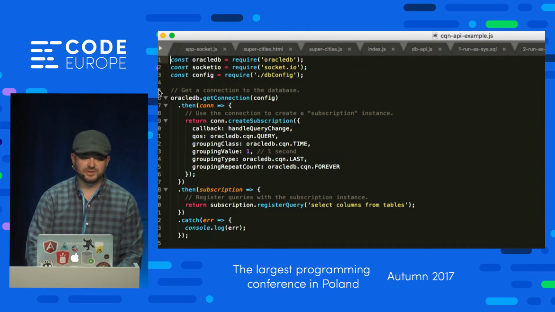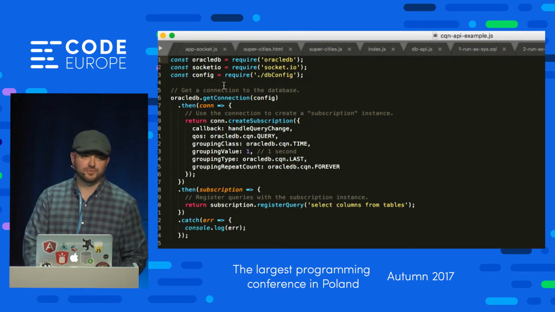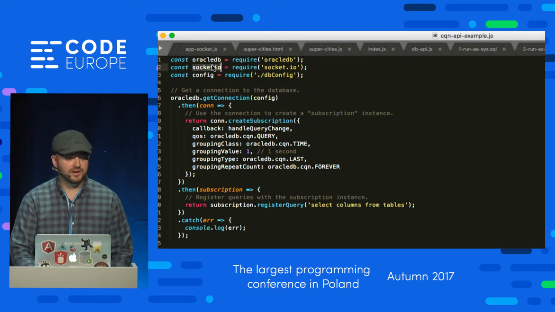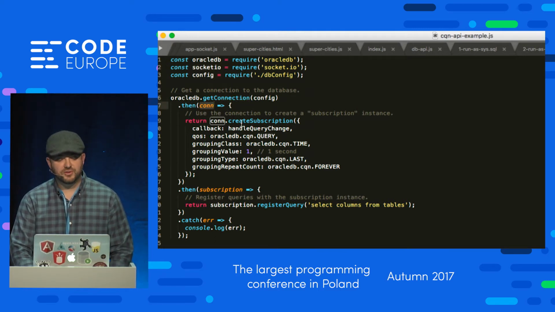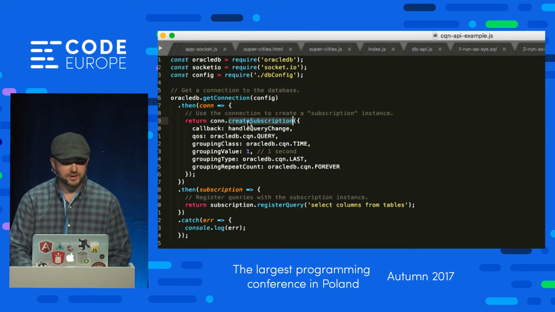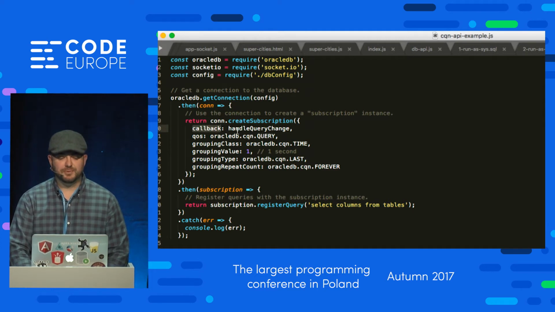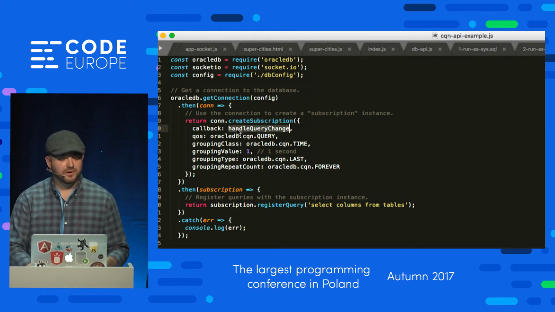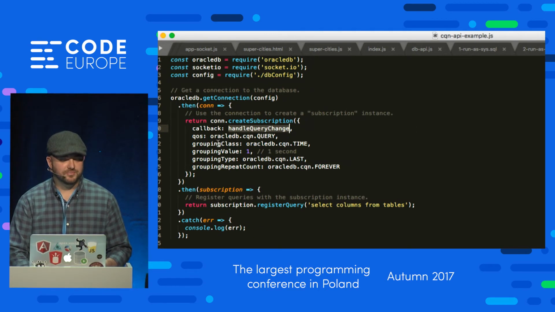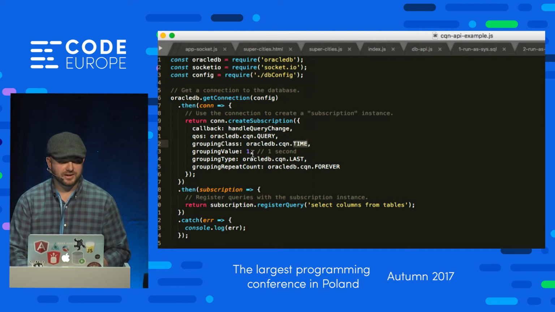So forget about PL/SQL. We're just staying in JavaScript, staying in the mid-tier here in Node. We bring in the database, bring in socket.io, and we use the database to get a connection. And when we have the connection, this is what could be new. We would have a method, something along the lines of create subscription, and we pass in a callback. But rather than a PL/SQL stored procedure, the callback here is just a JavaScript function I've defined down below. And we have the same kinds of capabilities in terms of grouping. I'm grouping by time, just 1 second.